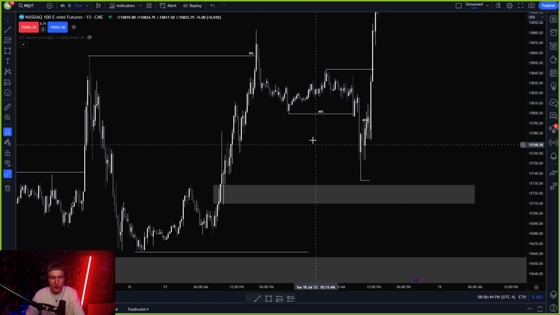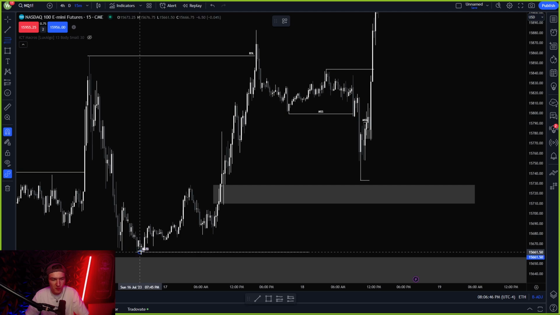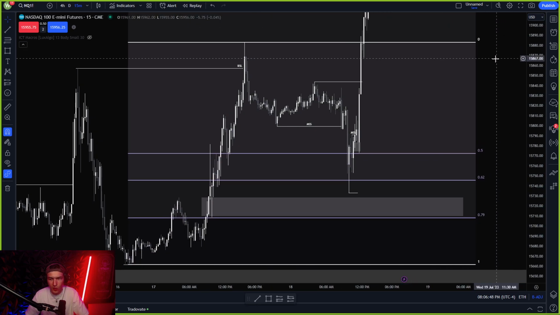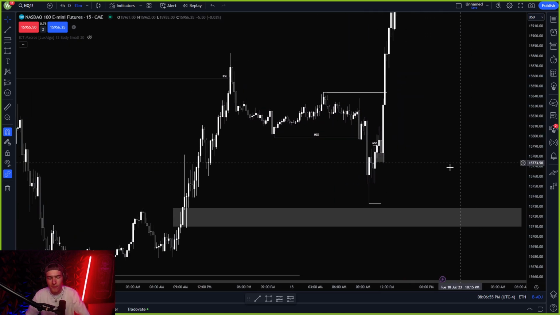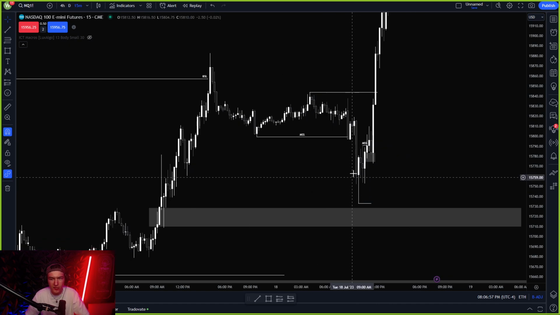We've pulled back now to discount from this big range, right? We come back, continue to hold these OTE levels. We go to 0.5, we get 0.62, and we continue to bounce off these areas, and we get a big displacement back up after taking this level here now.